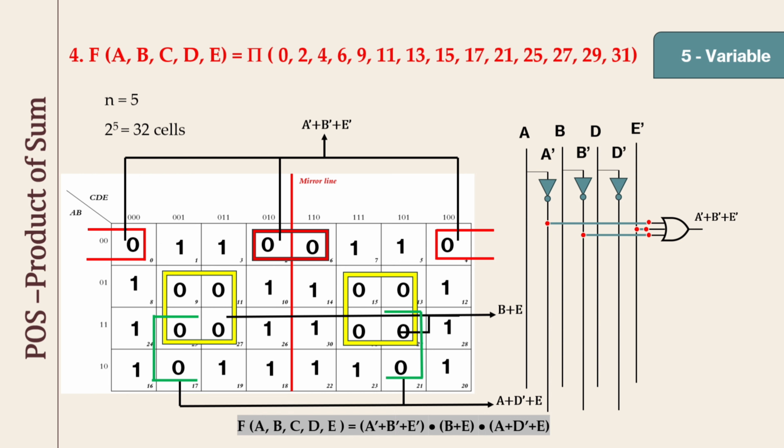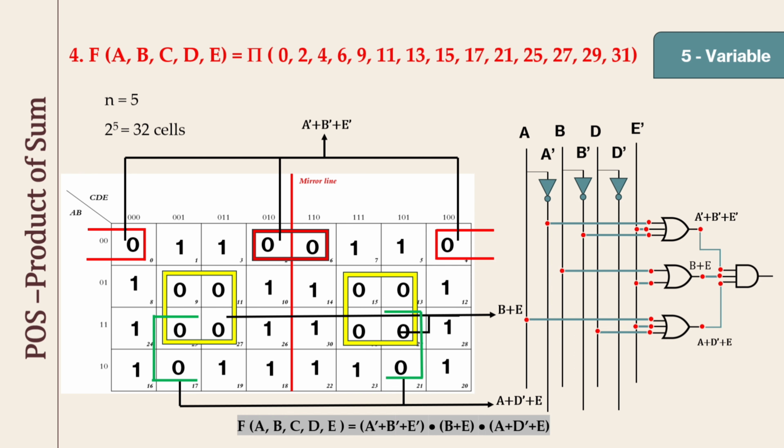Now for a bar plus b bar plus e bar, let us consider the 3 input OR gate. For this 3 input OR gate, we are giving the input as a bar, B bar and E bar. So that we are going to get the output as A bar plus B bar plus E bar. Now for the second OR gate, we are giving the inputs as B and E. So that we are going to get B plus E as the output. Now for the third OR gate, we are giving the 3 inputs that are A, D bar and E. So that we are going to get the output as A plus D bar plus E.